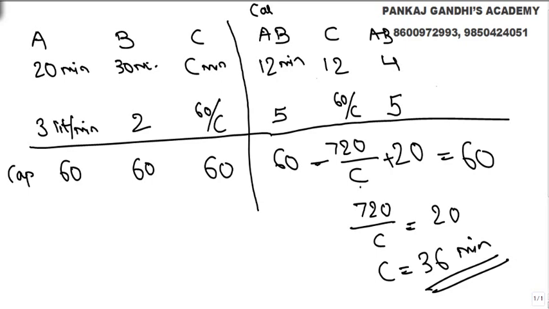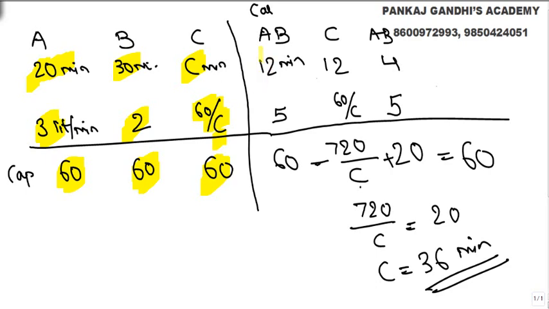What the question given was here: A alone can fill the tank completely in 20 minutes, B alone in 30 minutes, C alone can empty the full tank in C minutes. We assume the capacity to be 60. In 20 minutes, 60 liters, so per minute 3. 30 minutes, 60 liters, so per minute 2. C minutes, 60 liters, so per minute 60 by C.